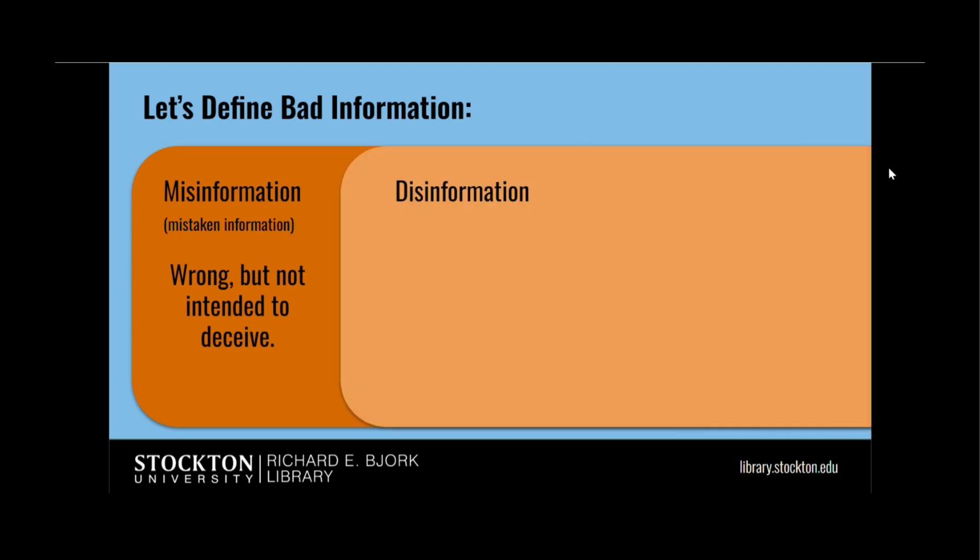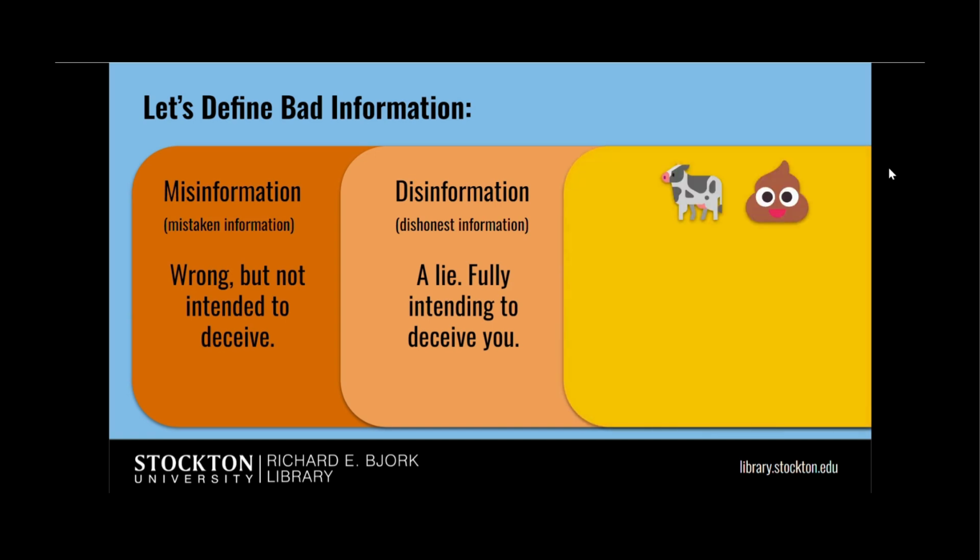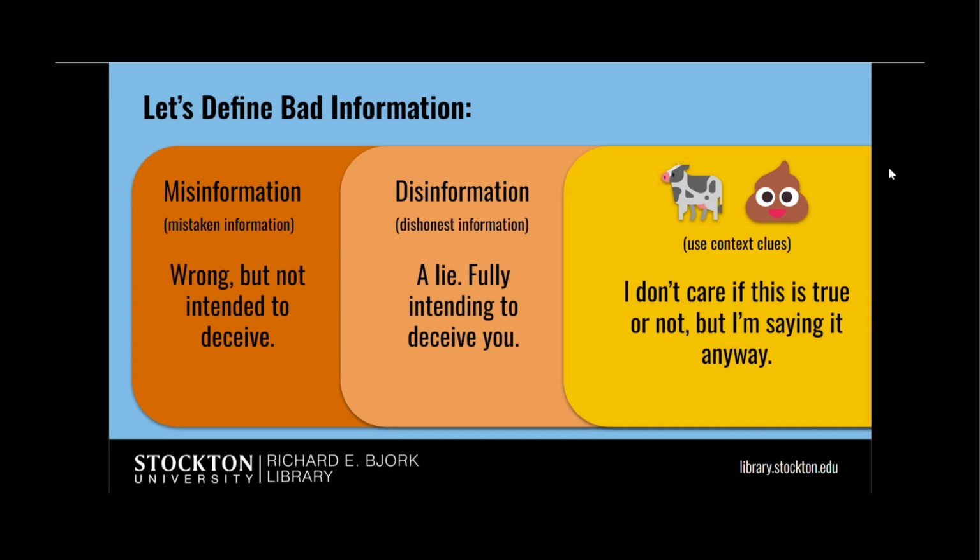On the other hand, we have disinformation, which if you guessed it, is dishonest information, which means that this is totally a lie. This information that you found is fully intended to deceive you. And finally, we have a third type that I'm going to let you use some context clues, but essentially it's, I don't care if this is true or not, I'm going to say it anyway. And all three types of bad information are everywhere, including scholarly and popular sources.